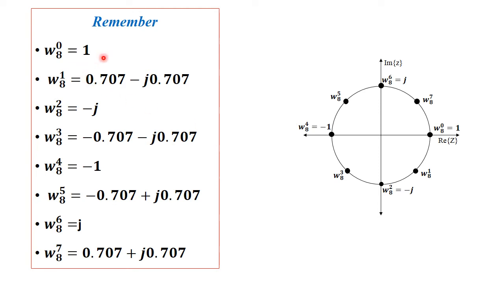Omega 8 power 0 is equal to 1, a real positive value, in the sense on the x-axis towards the right-hand side. So the Twiddle factor value is equal to 1. Omega 8 power 1 is 0.707 minus j 0.707. The first part, the real positive value 0.707, we can identify somewhere here. The second one is a negative complex value, minus j 0.707.